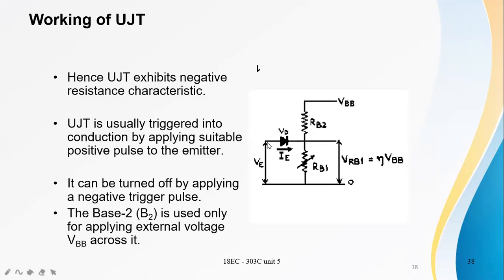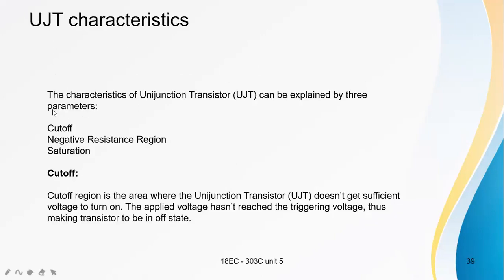By applying a positive trigger pulse at this emitter terminal, the UJT comes into triggering mode and the device is turned off by applying a negative trigger pulse. What are the characteristics of UJT, the VI characteristics of UJT? The characteristics of UJT are separated into three regions: cutoff region, negative resistance region, and the saturation region.